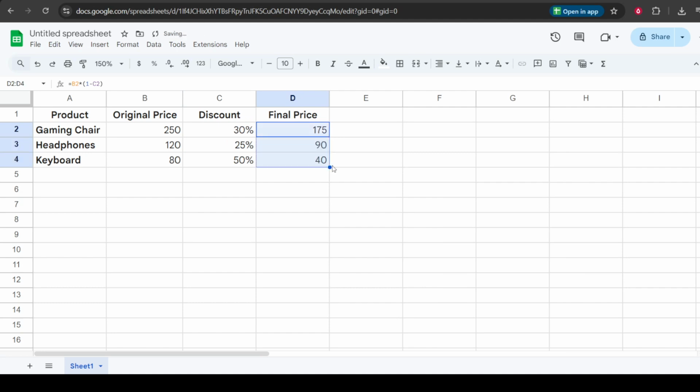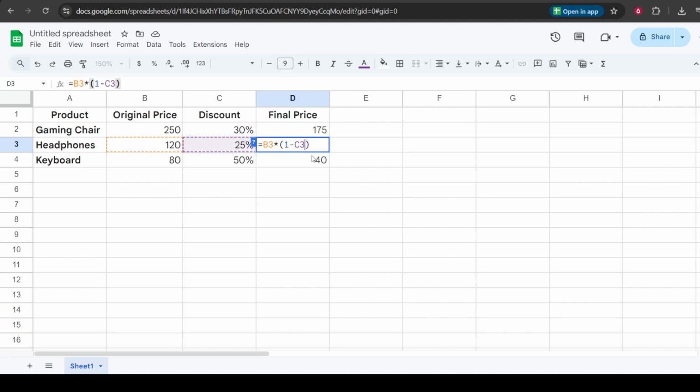Here's a common mistake to avoid. Don't try to subtract the percentage directly, like typing equals A2 minus 20%. Sheets interprets 20% as 0.2, and will literally subtract 0.2, not 20% of the original value. That's almost never what you want. The multiply by parenthesis method ensures the percentage is applied to the original value before subtracting.